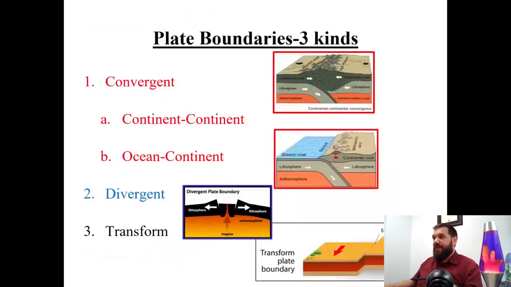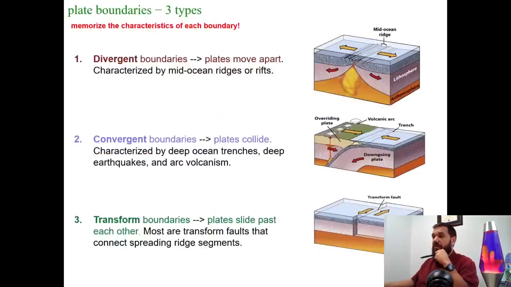So there are your three kinds of boundaries: convergent, divergent, transform. There are two kinds of convergent boundaries we're going to talk about. There's two kinds of divergent boundaries we'll talk about too. But we're going to talk about continent convergence. That's where two continents collide. We're going to talk about ocean-continent. That's where an ocean plate collides with a continental plate.